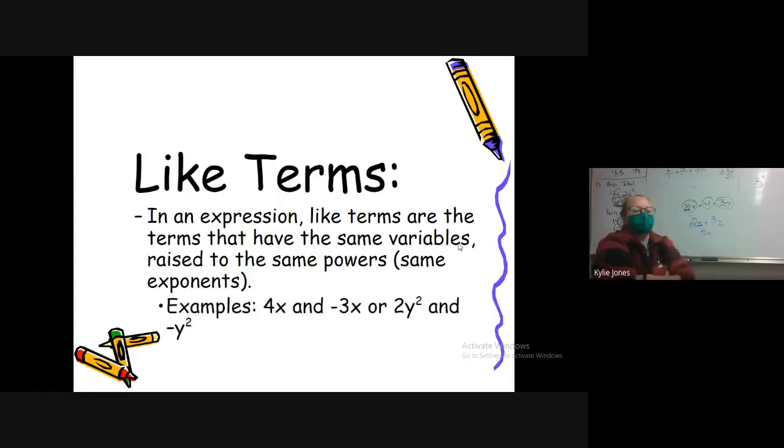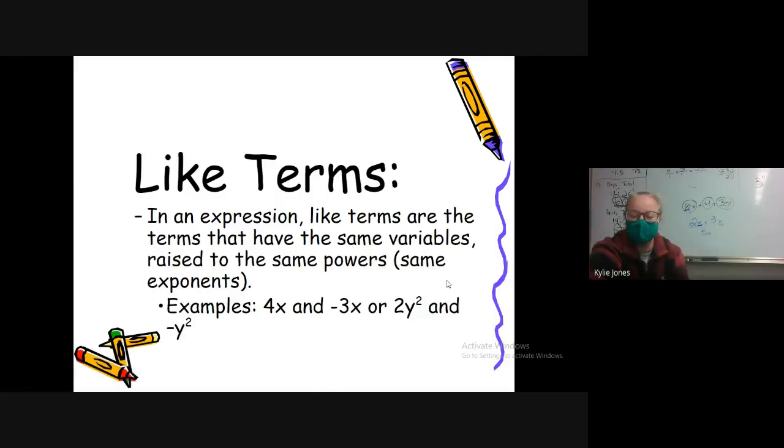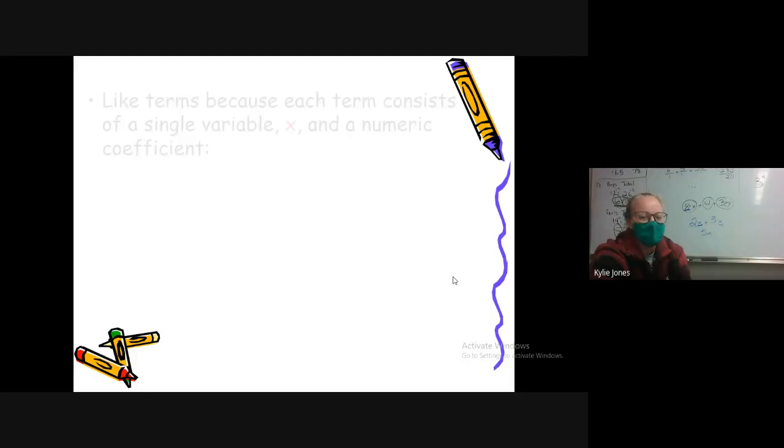Okay, so here's a couple of examples. You could have 4x and negative 3x. They are the same variable raised to the same power. You can combine them together. The next part, you can combine 2y squared and negative y squared because they both have the same variable of y, and they are both raised to the same power too. They look the same. The variables and the exponents are the same. You can combine the numbers in front. Okay? We're going to practice this. I know it's a lot, but we're going to practice it.